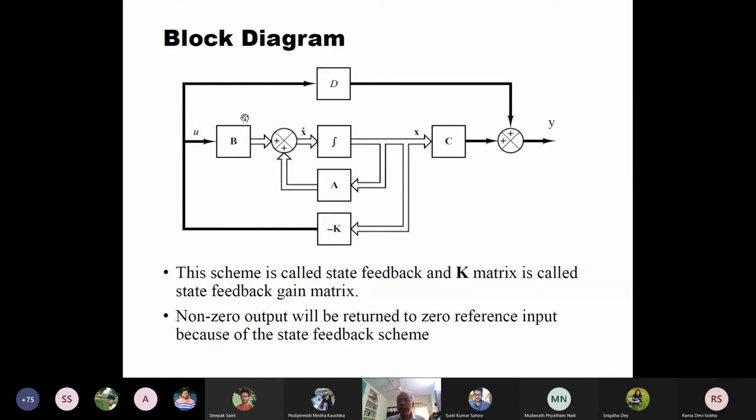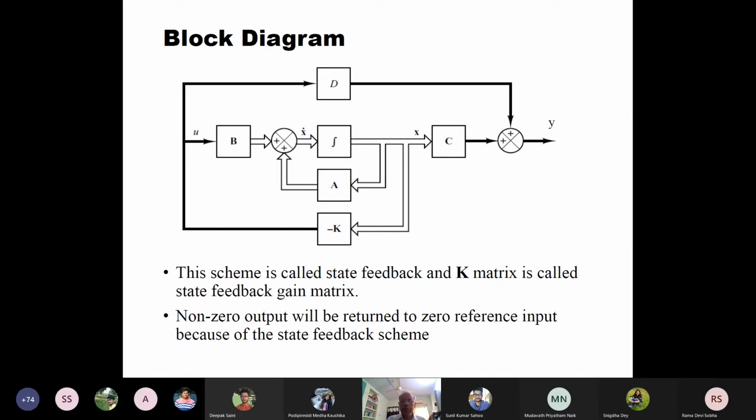Here we are considering only the regulatory control problem, which means the non-zero output will be returned to the zero reference, zero output, because of the state feedback control scheme. So initially we are solving the regulatory problem. Then as we move further, we will solve the regulatory as well as the servo problem.